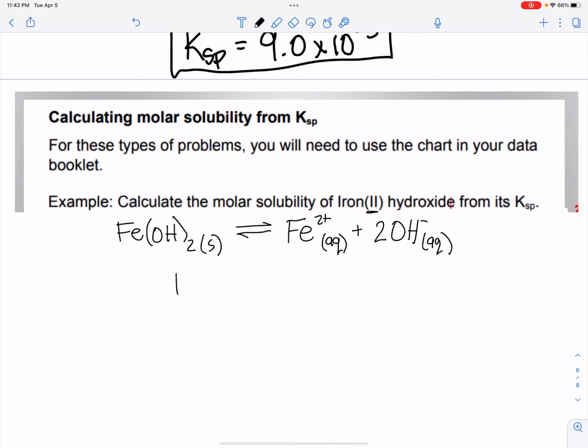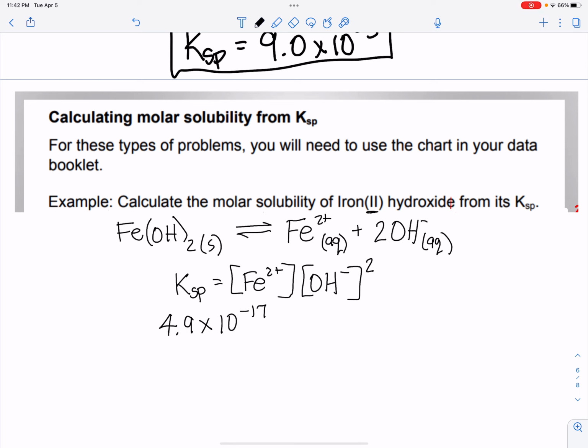Now when I write out my KSP expression, KSP is equal to the concentration of the iron multiplied by the concentration of the hydroxide squared. So that coefficient becomes a power. Now you'll notice that we know the value of KSP. We can look that up on the chart. I got 4.9 times 10 to the negative 17 equals the concentration of iron ions multiplied by the concentration of hydroxide ions squared.